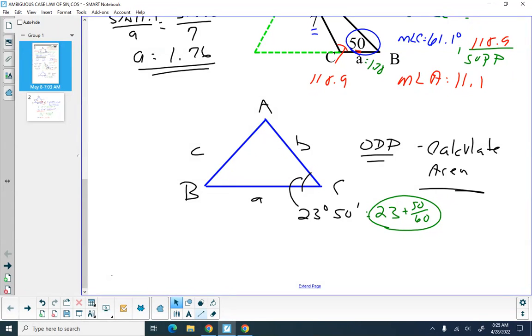When using your law of sines to find the measure of an angle, always find the biggest side and the biggest angle first, because that's going to be your one obtuse angle, and the law of cosines will give you that. How many obtuse angles can you have in a triangle? 1. So if 1 is already there, you can use your law of sines. You don't have to worry about a second one.